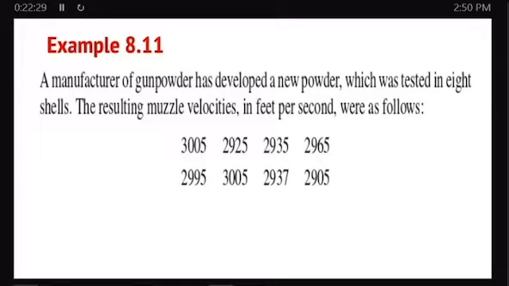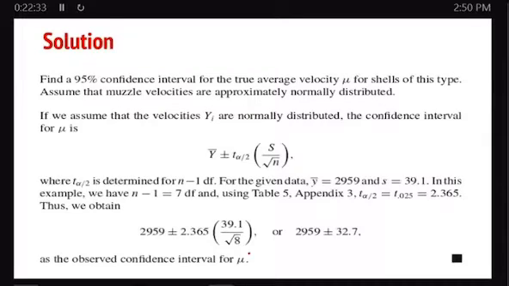We got 8 data points. Okay. Now we want to find the 95% confidence interval for the true average velocity, for shells of this type. But let me tell you this.